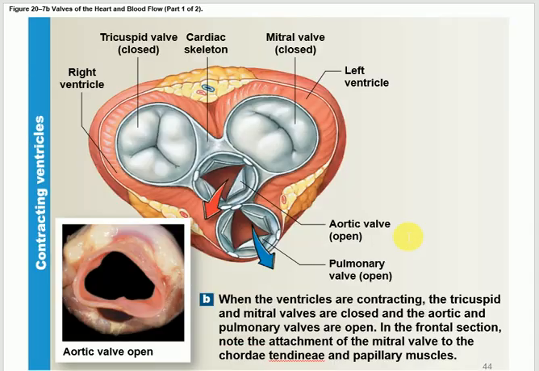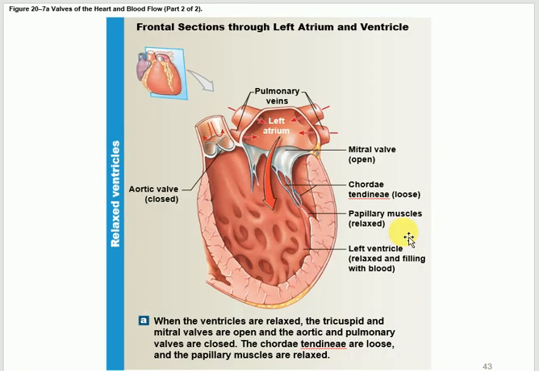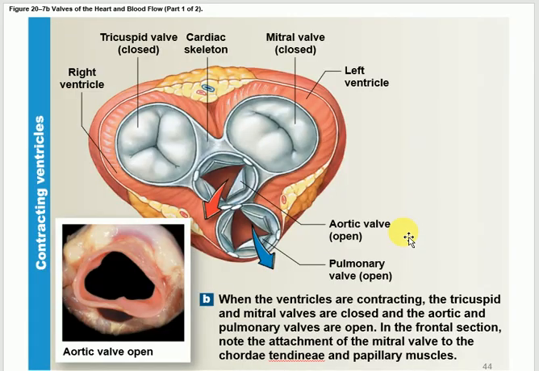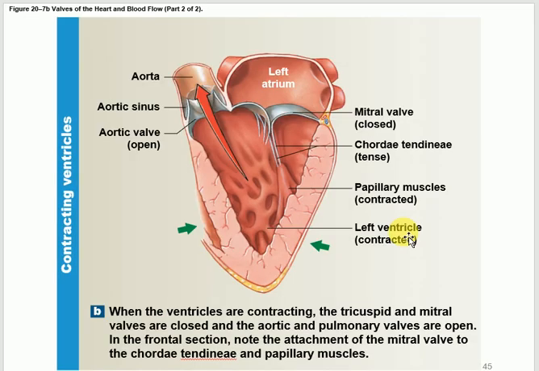Look at this. Compare this. This is relaxing. What's happening here? Notice when these muscles relax, dilate, blood goes into the ventricles coming from the atrium. So this valve is opened and this valve is closed. Filling, filling, filling, filling. This is called dilation. And then when they contract, the opposite now. This closes and the aortic opens. Same thing on the other side.